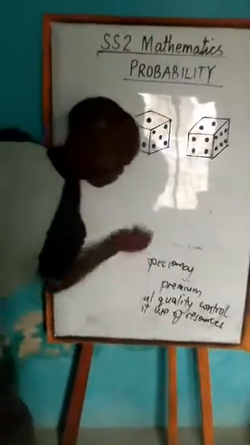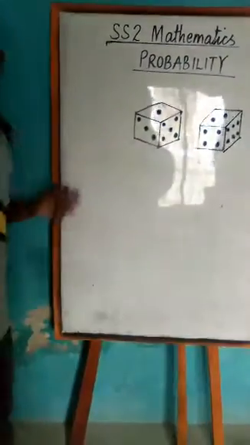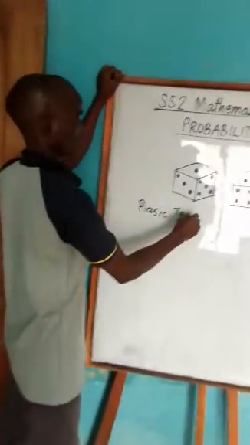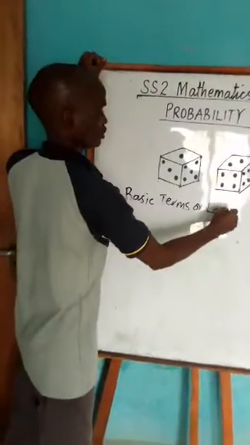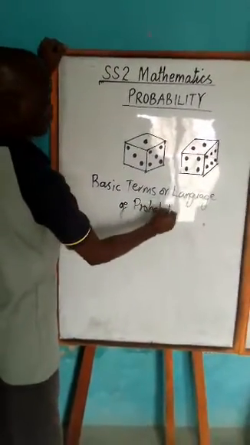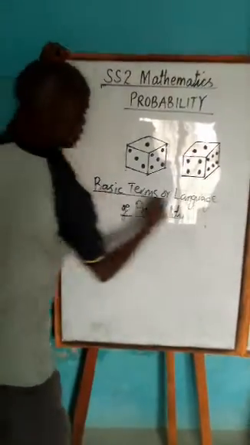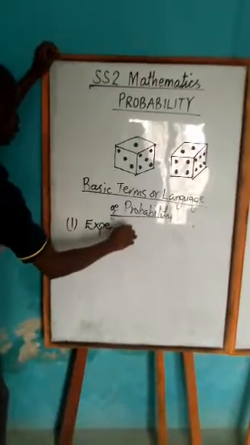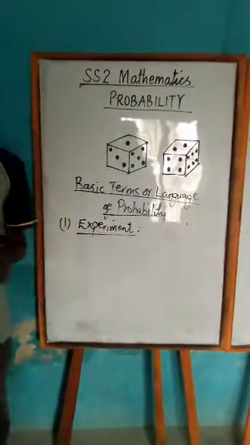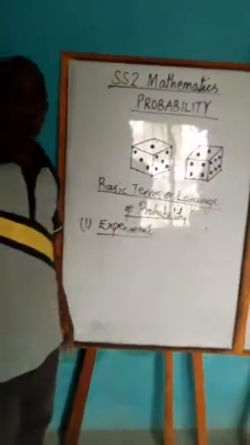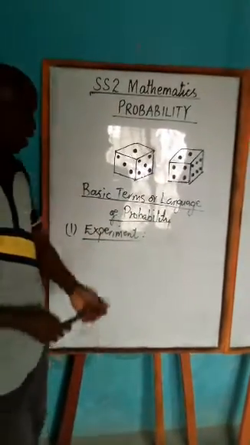Now, before we define the mathematical notion of probability, let us look at some basic terms, or language, of probability. The first is, very quickly, experiment. What do we mean by experiment in probability? It is any process that produces an outcome.